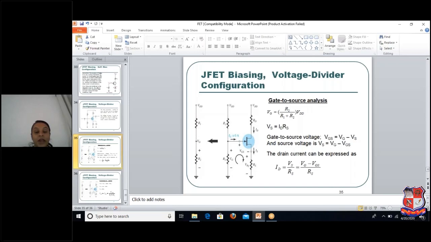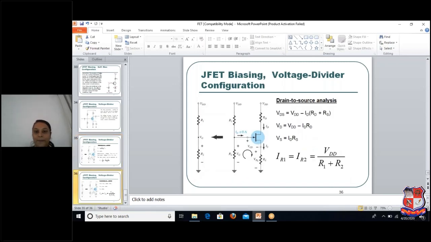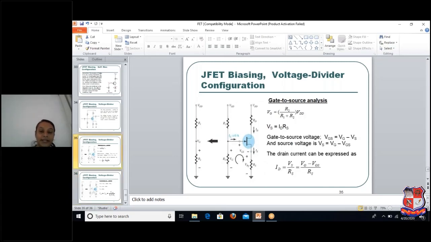Okay. So your ID is according to the voltage divider. What is your ID? ID is your VD into RD. Okay, but here ID equal to IS, so ID equal to VS upon RS. Okay, put the value of VS, which is found from VG minus VGS upon RS. Okay, first here is the gate to source analysis.